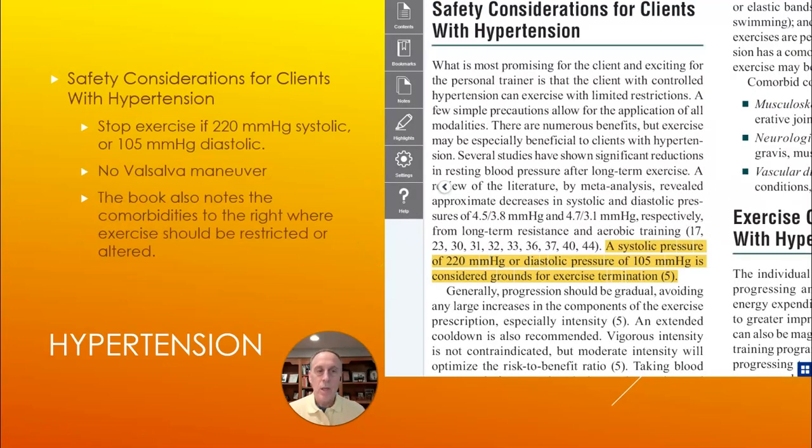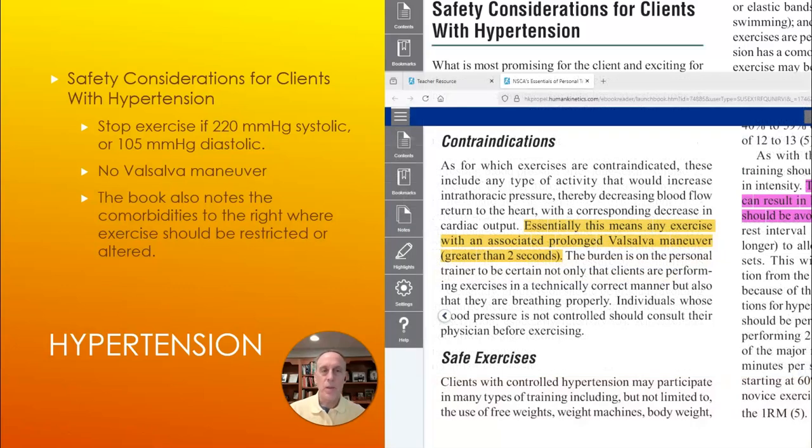That was it. So when you talk about clients with hypertension, when you get to 220 on systolic and 105 on diastolic, you're stopping exercise. There's no pulse of a mover. We're not holding our breath at all. The book also notes the comorbidities where exercise should be restricted or altered. I just want to point this out, this is something you'll see later on: a systolic blood pressure of 220 and a diastolic of 105 is considered grounds for exercise termination. With the Valsalva maneuver, that's where you're holding your breath for 2 seconds. You don't want to do that.